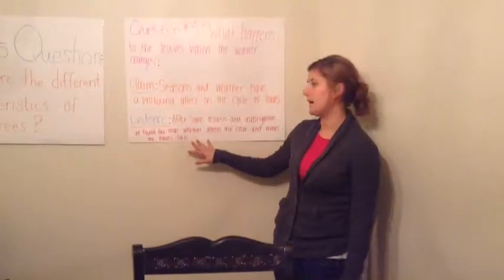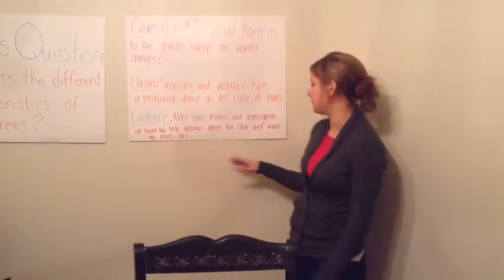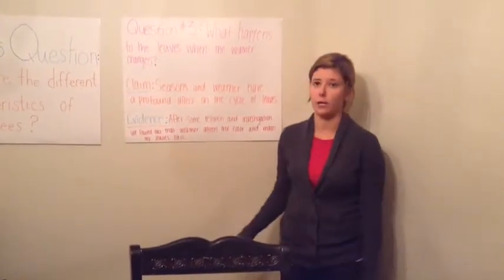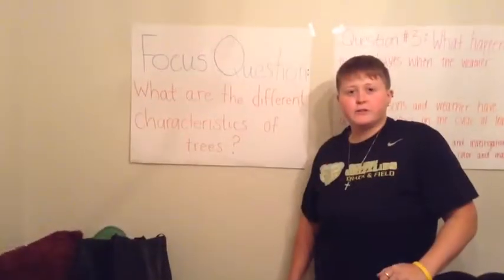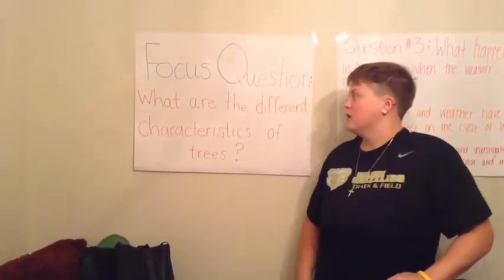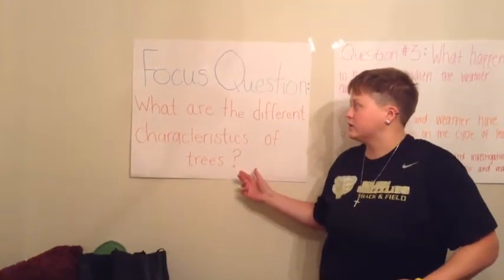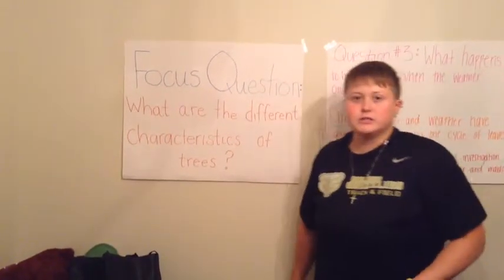So our evidence shows that after some research and investigation, we found that weather does affect the color and makes the leaves fall off of most trees. Alright, after finishing all our experiments, we're going to look back at our focus question. What are the different characteristics of trees?